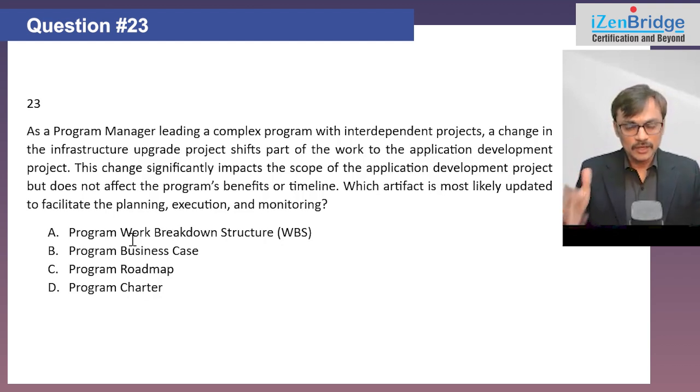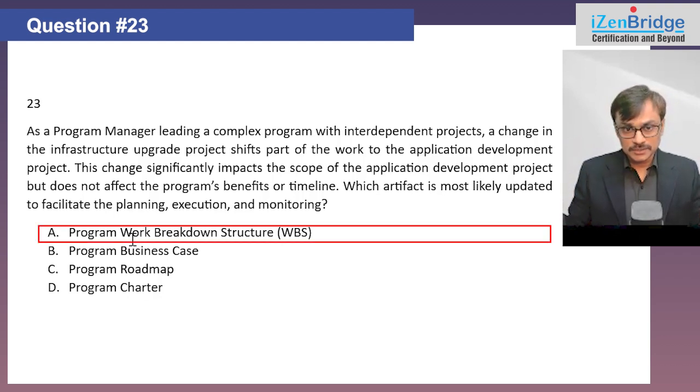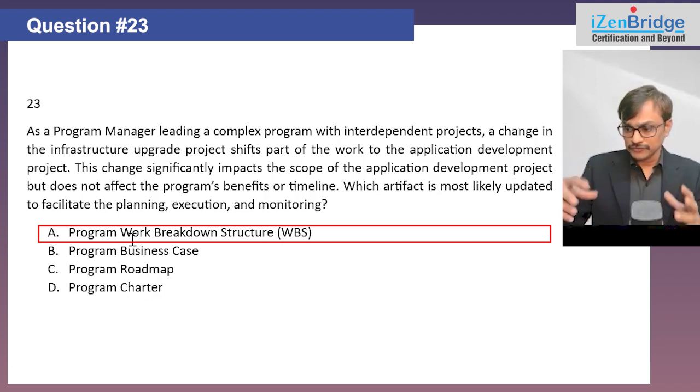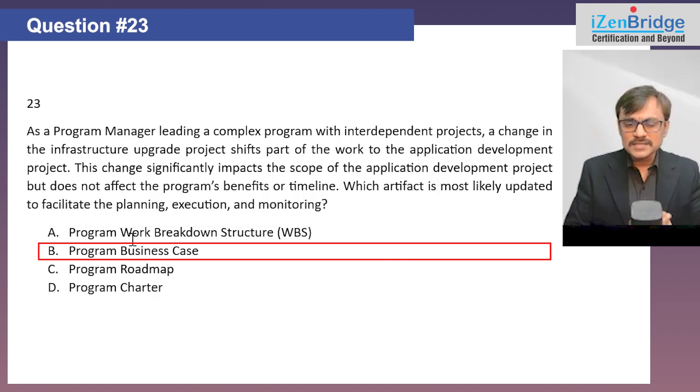That's the question. Option A, program work breakdown structure, looks good because it helps me in identifying which particular component of the work has moved. So I will definitely update it, to make sure that I have a clear mapping. Looks good. Program business case, most likely not. Yeah, because the overall program level business case, as of now, the question is not indicating any impact on that. Our benefits are the same, our timelines are the same. So very least probable to change the program business case.